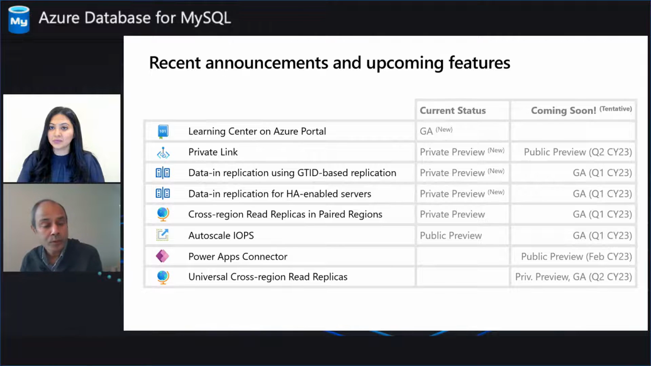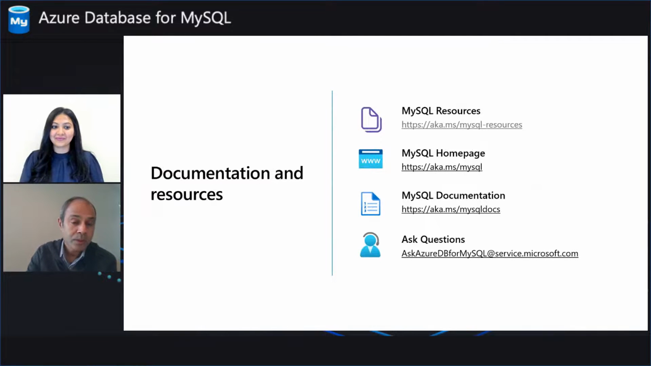And the other most awaited feature is the cross-region universal read replica, the read replica across non-paired regions. We are planning to have the private preview and GA sometime in Q2 2023, so next quarter. So these are some of the upcoming features we plan to have.